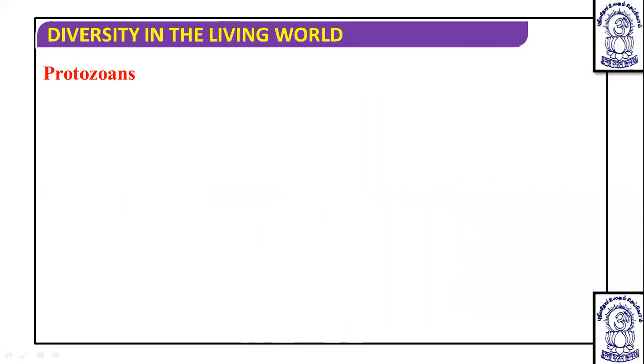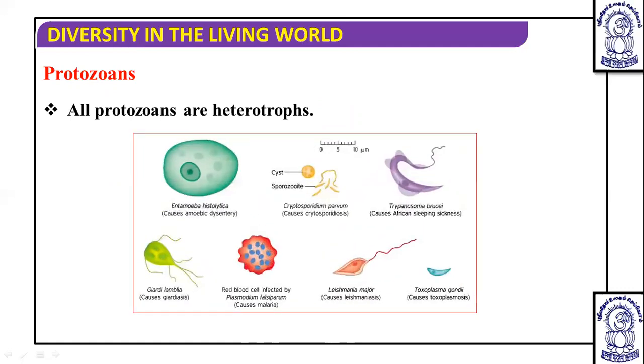Next we are going to talk about the protozoans. Dear students, protozoans is the last group of kingdom Protista. And in this, you mark that all protozoans are heterotrophs. One of the important bases of their classification into a separate group is the nutrition. They are completely heterotrophic. And you can see the diagrams of some of the protozoans in this.